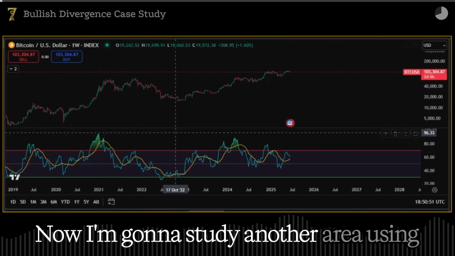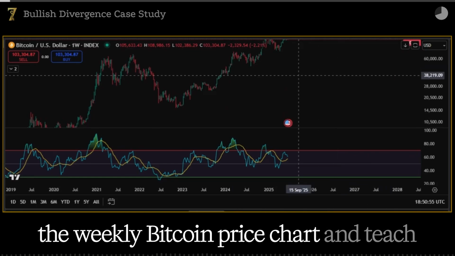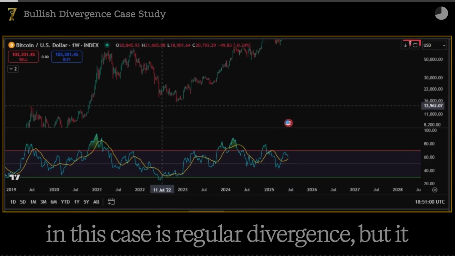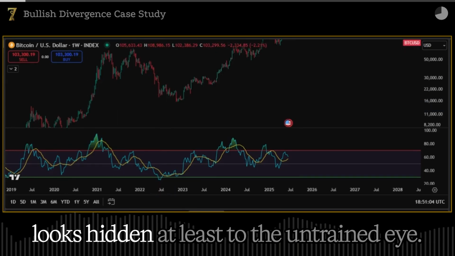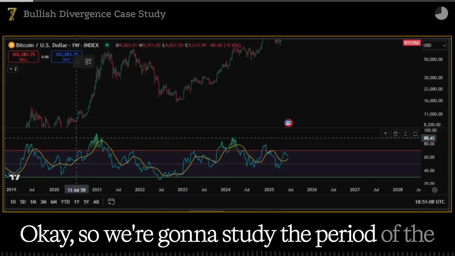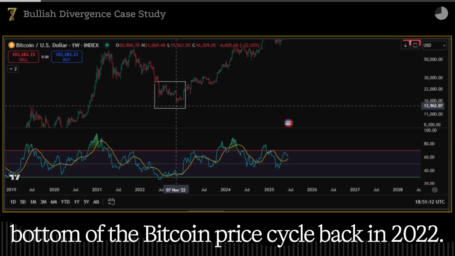Now I'm going to study another area using the weekly Bitcoin price chart and teach you where you could have found hidden, in this case, it is regular divergence, but it looks hidden, at least to the untrained eye. Okay, so we're going to study the period of the bottom of the Bitcoin price cycle back in 2022.